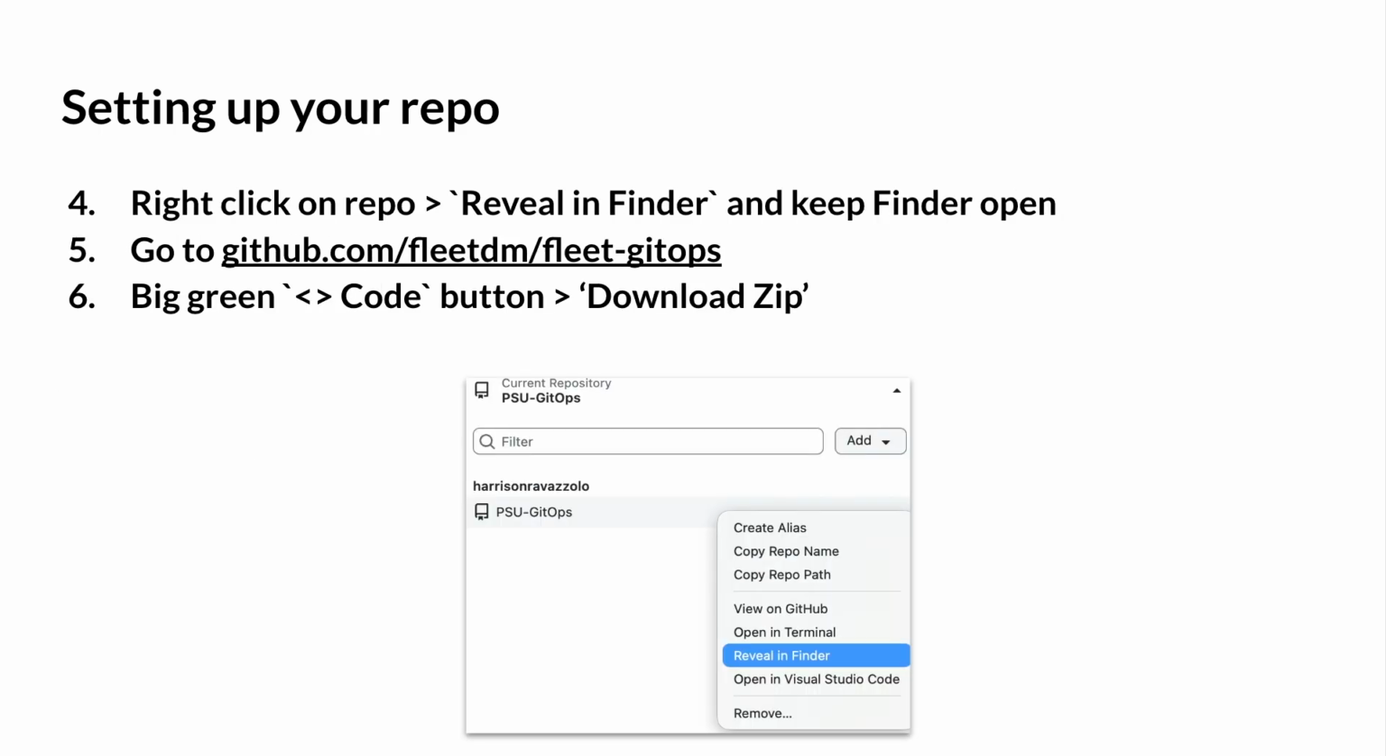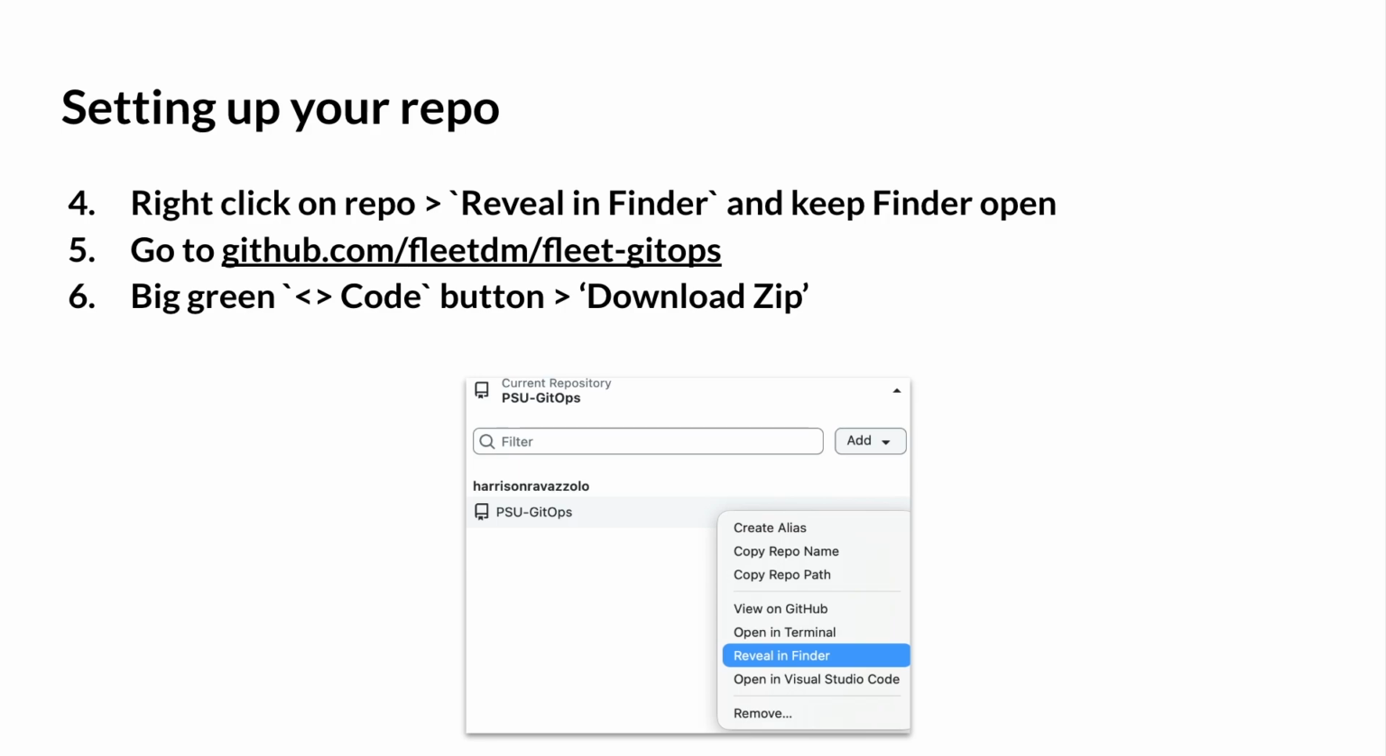So now what we're going to do is basically just copy the files from the GitHub repo over to our repo itself. So we have a starter repo. I'm saying repo a lot. We have a starter repo at this link here. It's also up there, github.com/fleetdm/fleet-gitops. And this is going to have all of the starter code that you need to get started. It'll have all the GitHub Actions and everything like that. So we need to bring that code over to our repo.